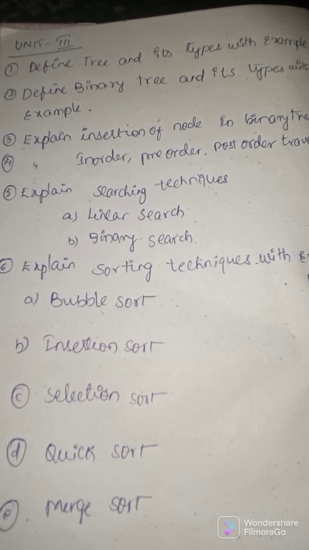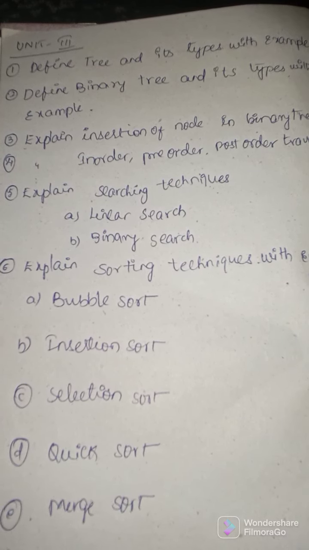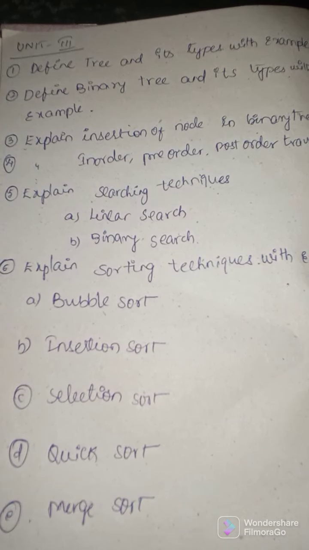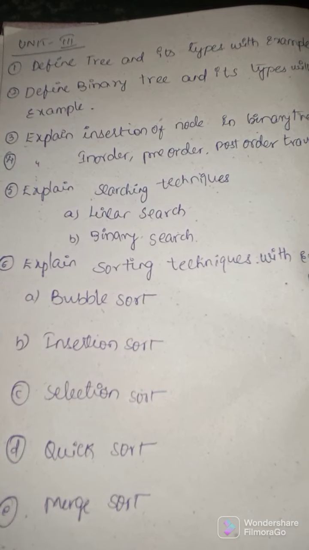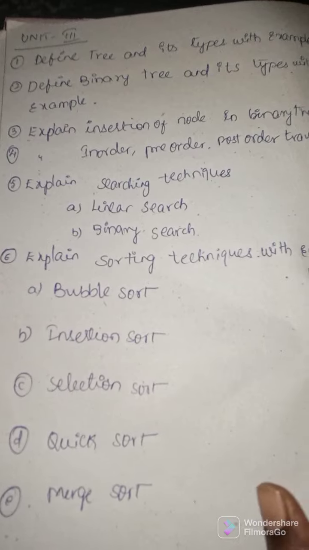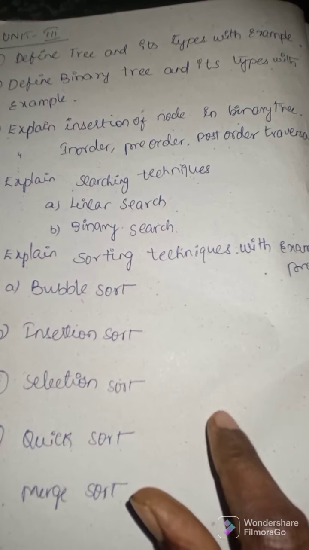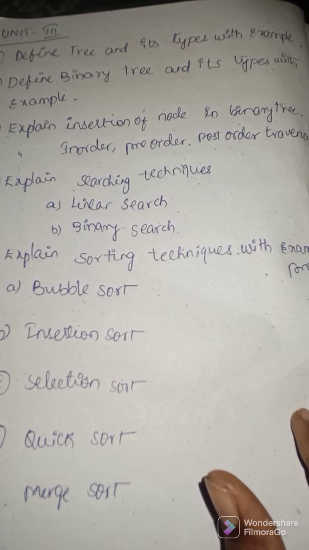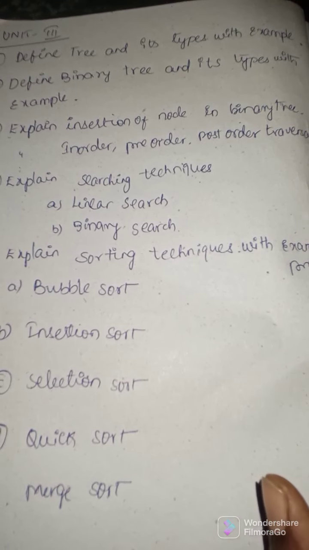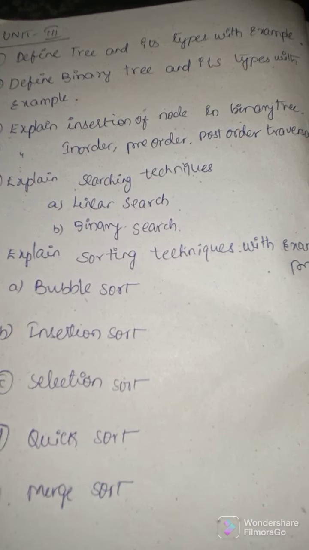Next question is define binary tree and its types with the help of an example. Strictly binary tree, fully binary tree, complete binary tree, left skewed binary tree, right skewed binary tree. You have to explain with the help of that example only. Next, explain insertion of a node in a binary tree. So how do you insert a node in a binary tree? All left side values are less than the root, all right side values are greater than the root. By following that property you have to insert a particular node in a tree, right?